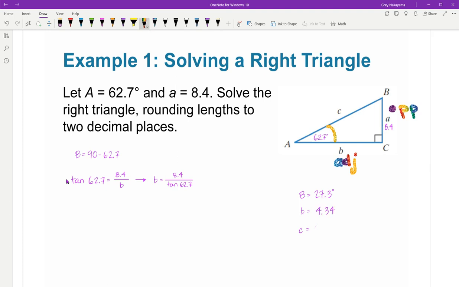Now, if I want to go to C, C, of course, is my hypotenuse. And if I'm going to use what I'm given, I'm going to use this number and this number. That means I'm dealing with opposite and hypotenuse, so that's my sine function, the sine of 62.7. Opposite is 8.4. Hypotenuse is C. My variable's on the bottom. I'm going to switch those two, so C equals 8.4 divided by the sine of 62.7. Make sure your calculator's in degrees, and your answer is 9.45. And that's all we have to solve.